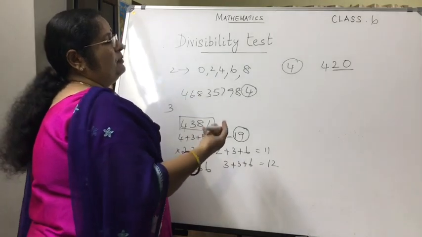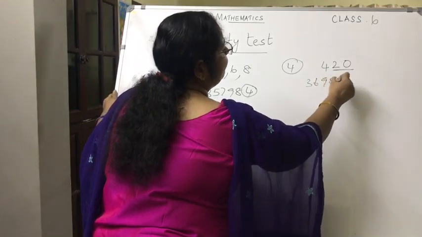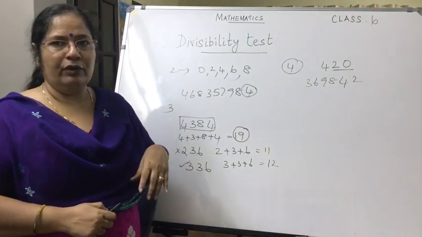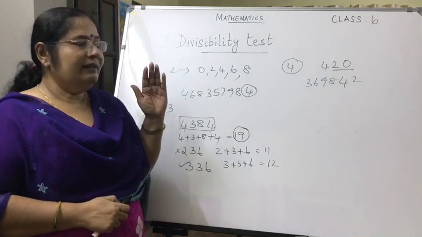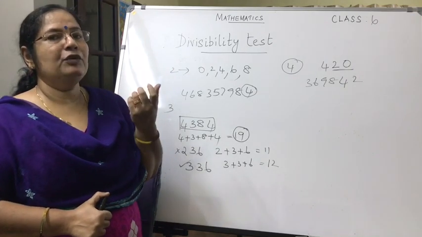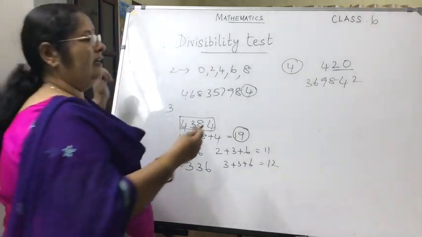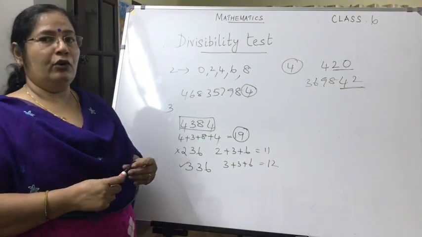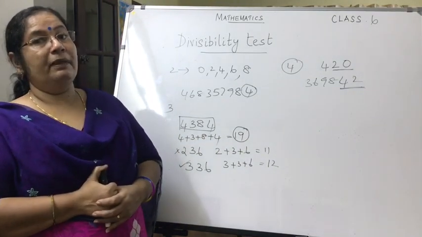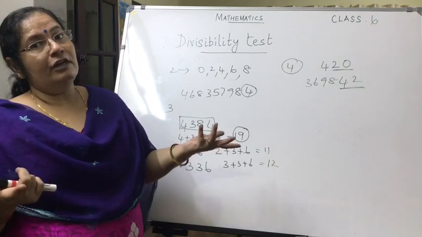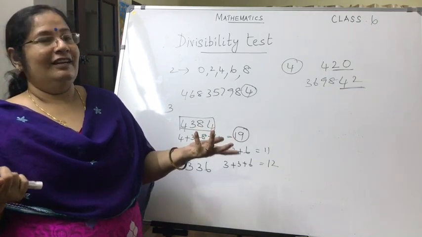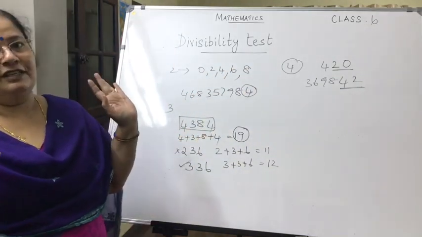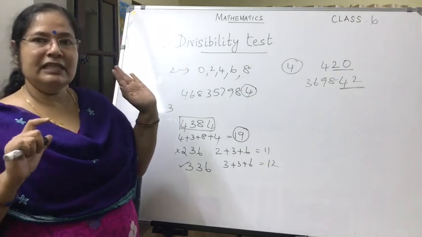One more example I give you. Suppose it is, say, 3698442. Is this number divisible by 4? What you will do? You will take the digits from the ones and tens place, put them together, and form a number. What is the number there? Of the 2 digits, it is 42. Is 42 divisible by 4? 42 is not divisible by 4. So, that particular number will not be divisible by 4. So, understood how to find whether the number is divisible by 4?